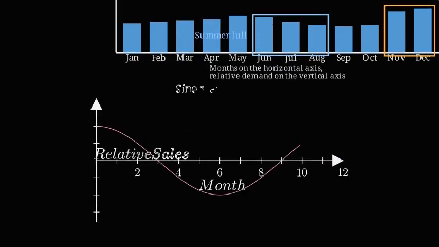Once we see the bar heights, we can overlay a smooth sine wave to represent how the demand cycles every year. This wave gives us a mathematical handle on the pattern. We'll mark the November peak and the June dip, so the connection between the bars and the wave is clear.